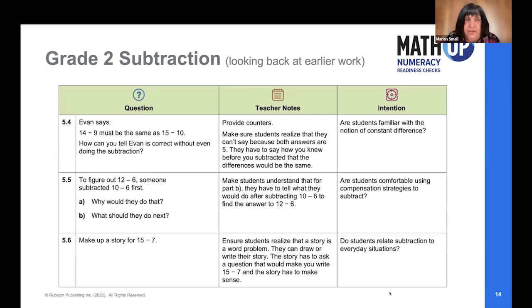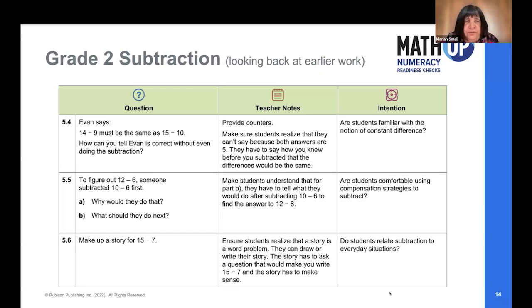Here are a few more questions in the subtraction section. Evan says 14 minus 9 must be the same as 15 minus 10. How do you know he's right without even figuring out the answers? So you can see that's the very MathUP style, very conceptual, not just procedural.